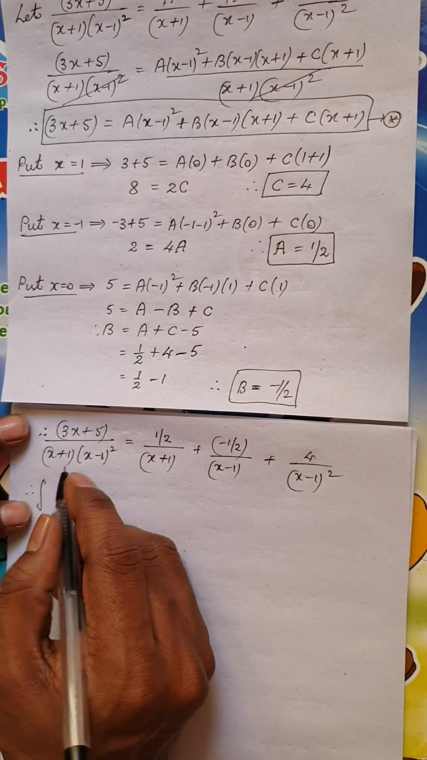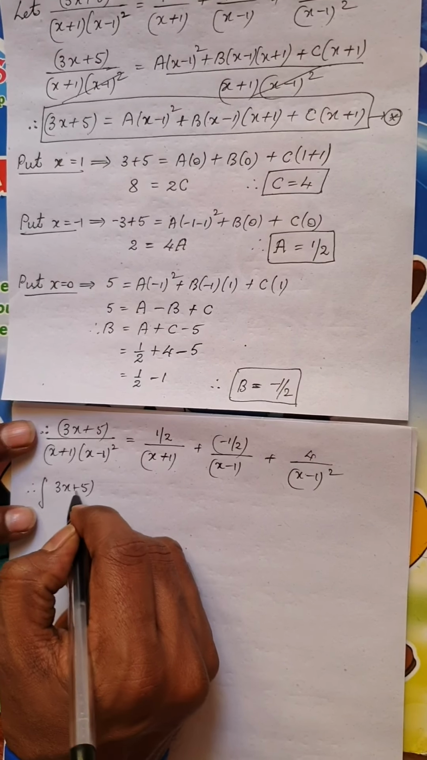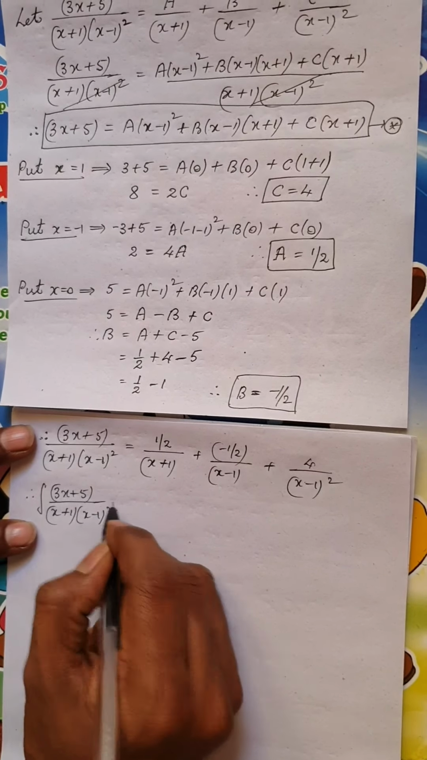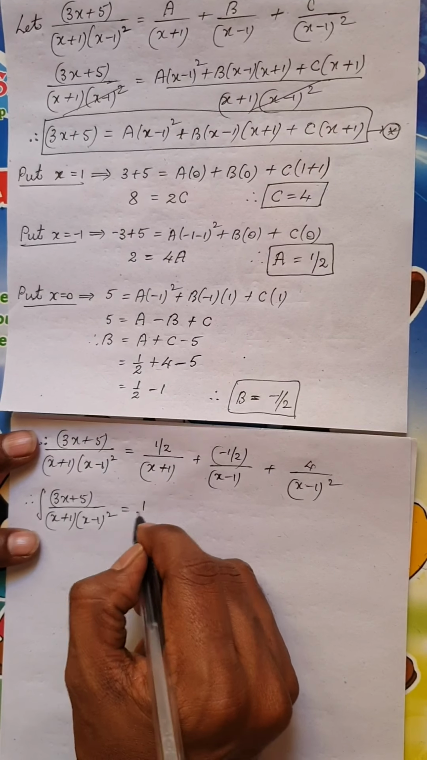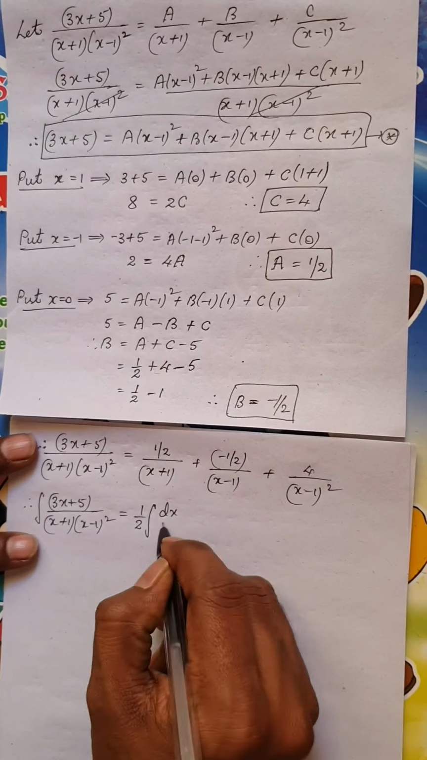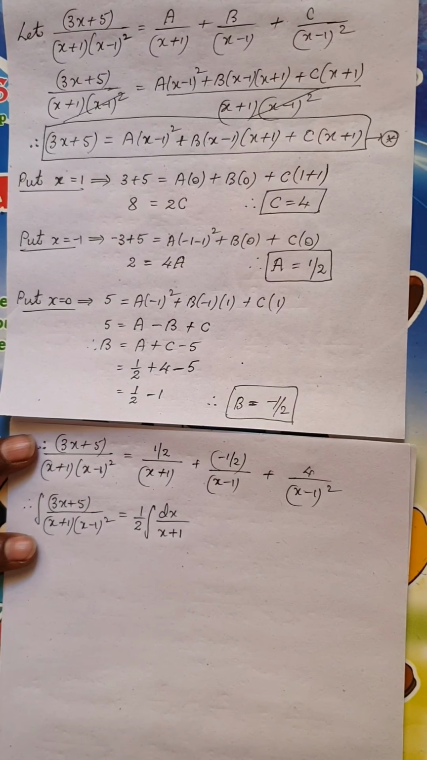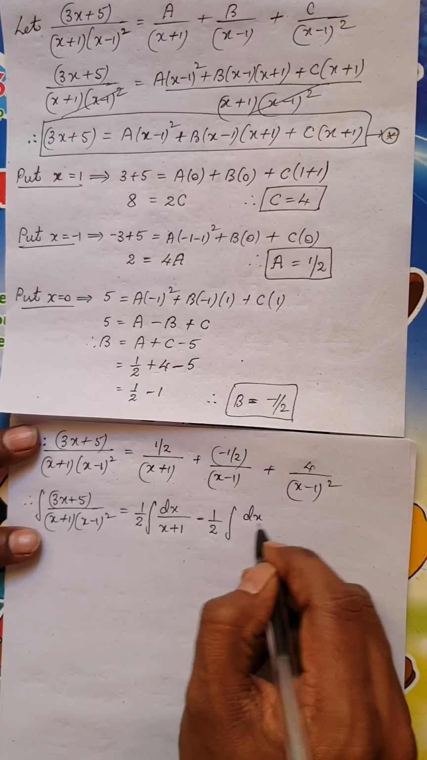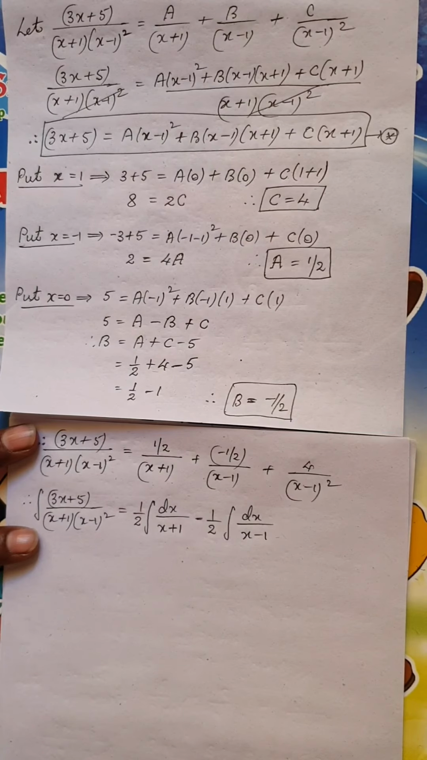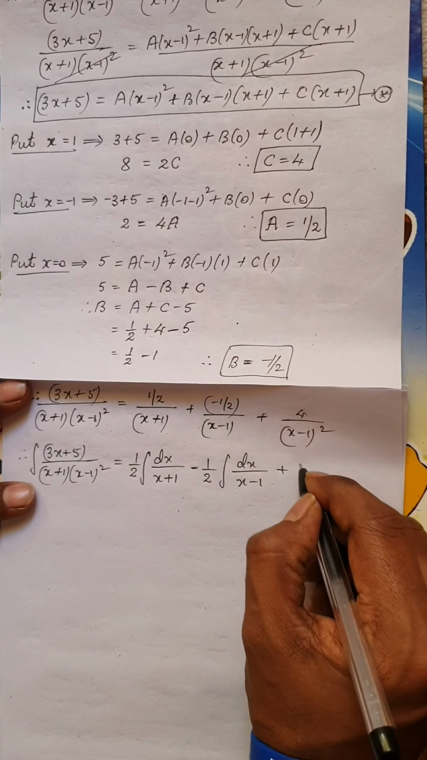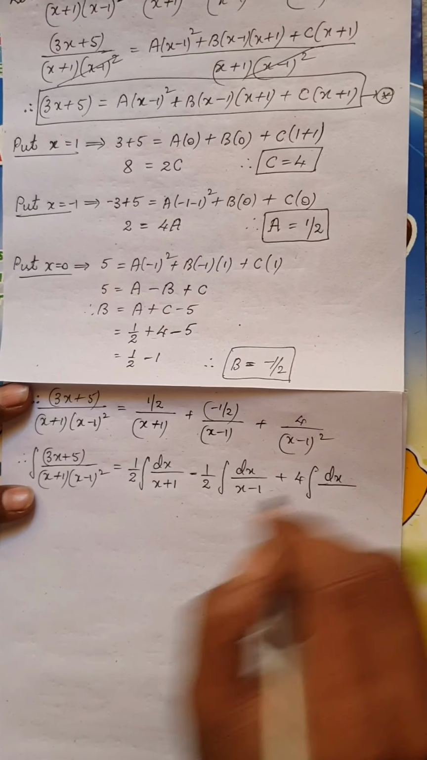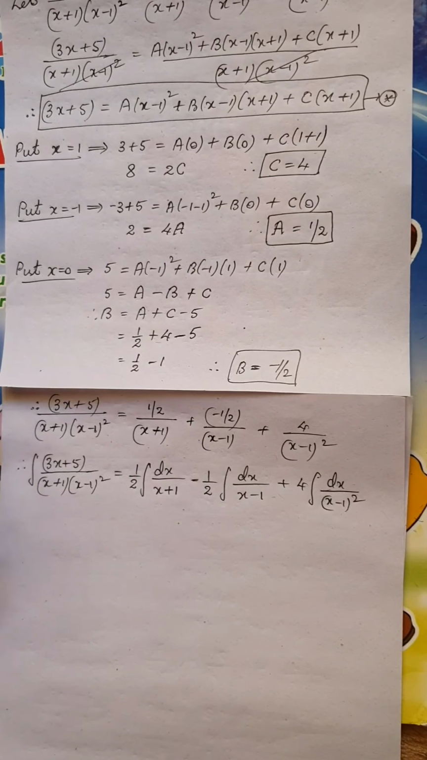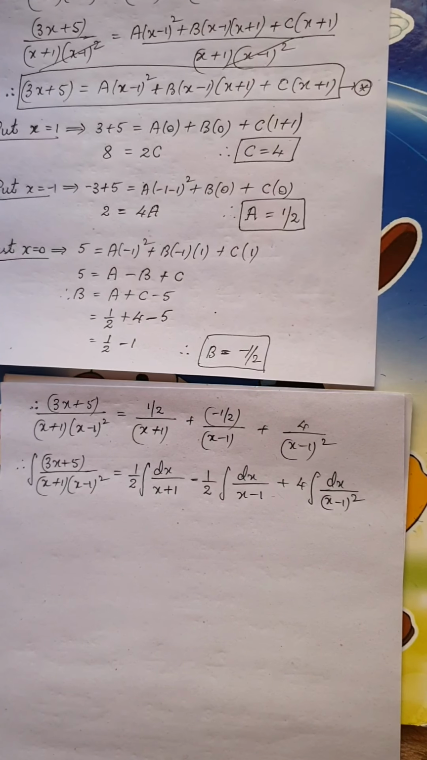Therefore, integral of 3x plus 5 divided by x plus 1 into x minus 1 whole square is nothing but half, which is a constant, I will keep as it is, integral of dx divided by x plus 1. Similarly, this minus half is outside, integral of dx divided by x minus 1, plus 4 is constant, I will keep as it is, integral of dx divided by x minus 1 whole square. Is it clear? And see what happens now.